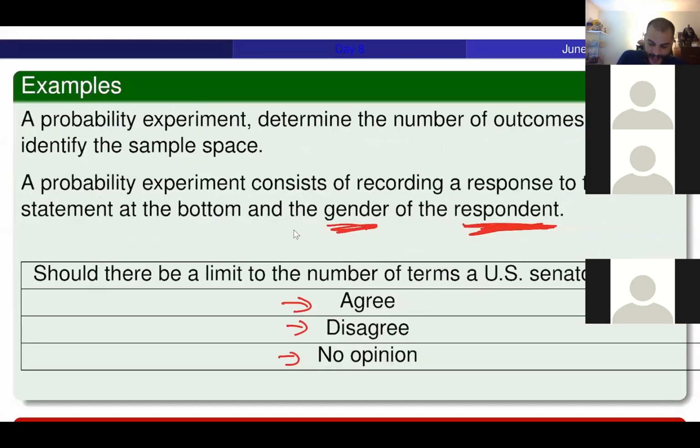So if you look at this one, it is gender, and we have the response. For gender, there's only 2 options. They can either identify as a male or identify as a female. So we have 2 options. If you look at the response, they have 3 responses they could choose from: either agree, disagree, or no opinion. So if I do 2 times 3, we get 6.